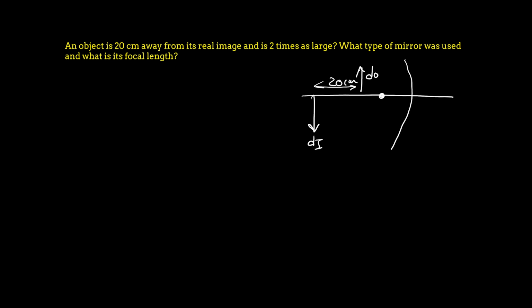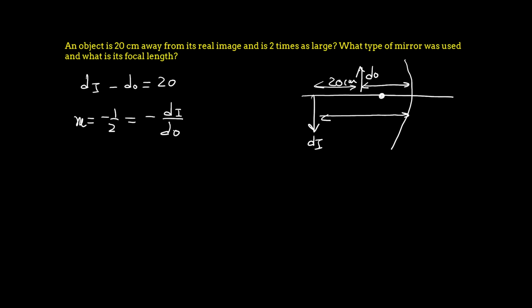Since the distance is 20, for this configuration, this is DI right here, and this is DO right there. DI minus DO is 20, because DI is farther out. And I know the magnification is negative a half, which is negative DI over DO. Again, that was given. The object is 2 times as large, so the image is half the size of the object. And since it's a real image, the magnification is going to come out negative. So now DO equals 2 DI.